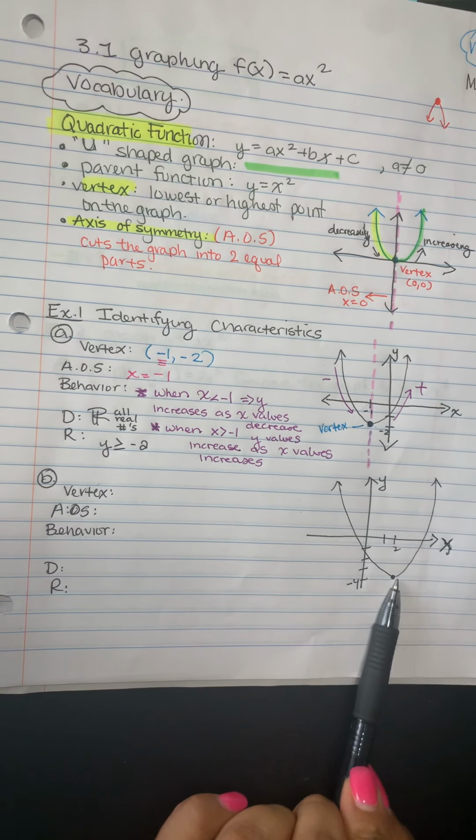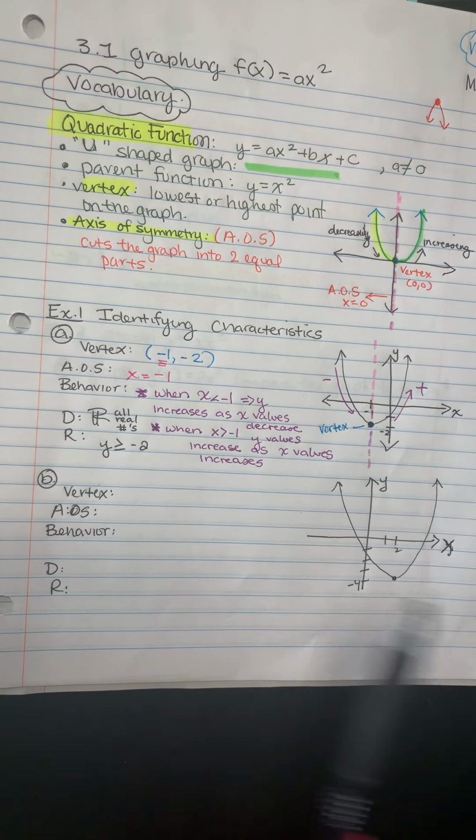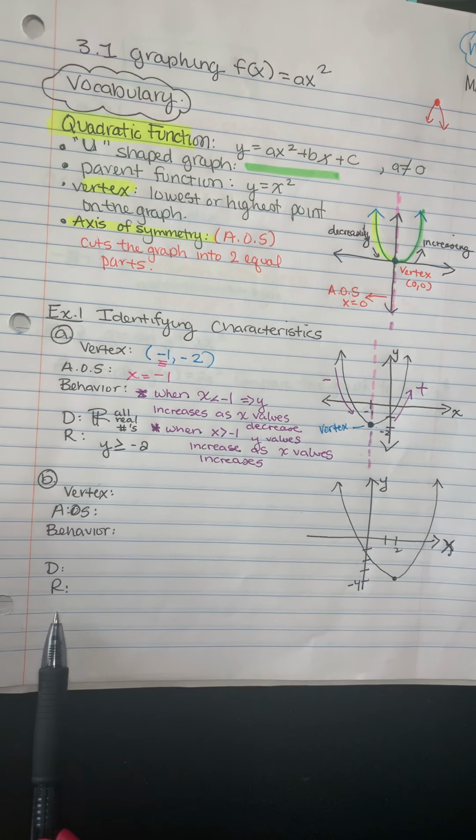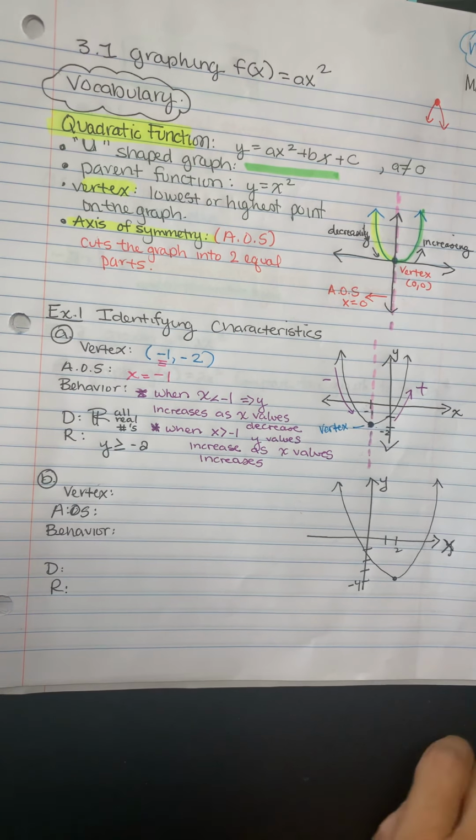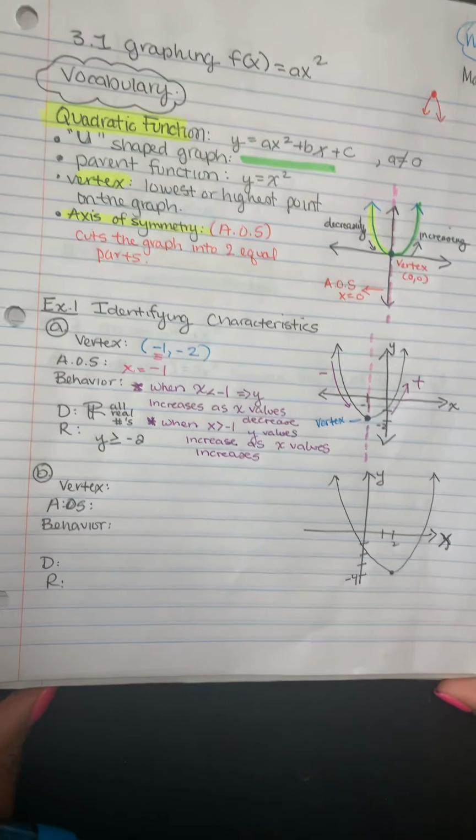So we have another graph. We're going to do the exact same thing. We're going to identify these characteristics. Again, let's go ahead and talk about this vertex. It is a point.